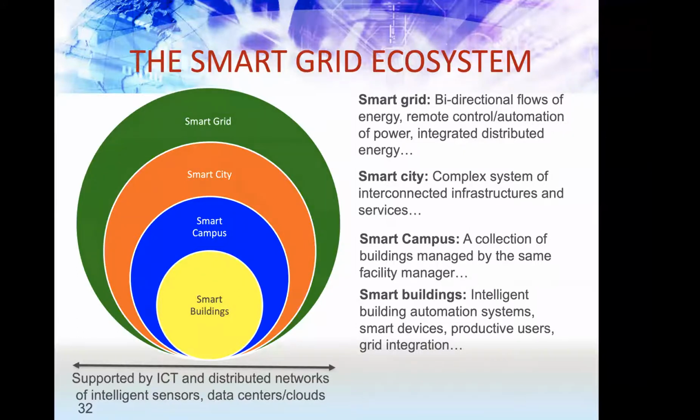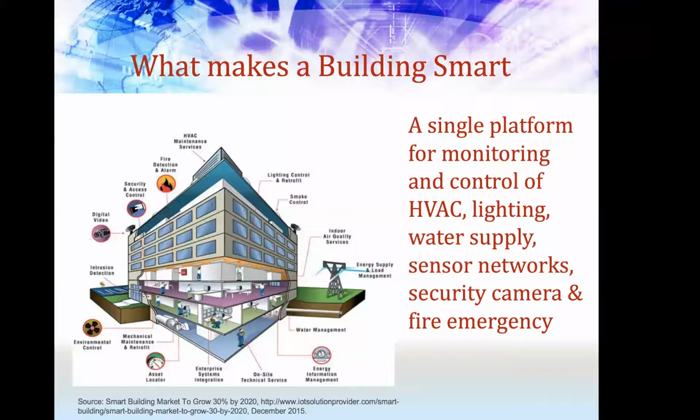Now, what is a smart building? Just as an example, a building has heating, ventilation, air conditioning, lighting, water supply, sensor networks, security cameras, fire emergency, and many other things. All of those have to work together. For example, if one part of the building is not being used, why keep the light on at full capacity? You can dim the light so that your light load will be down. Similarly, if you can afford to change the temperature setting on your thermostat, you save energy. All of that makes a building smart.